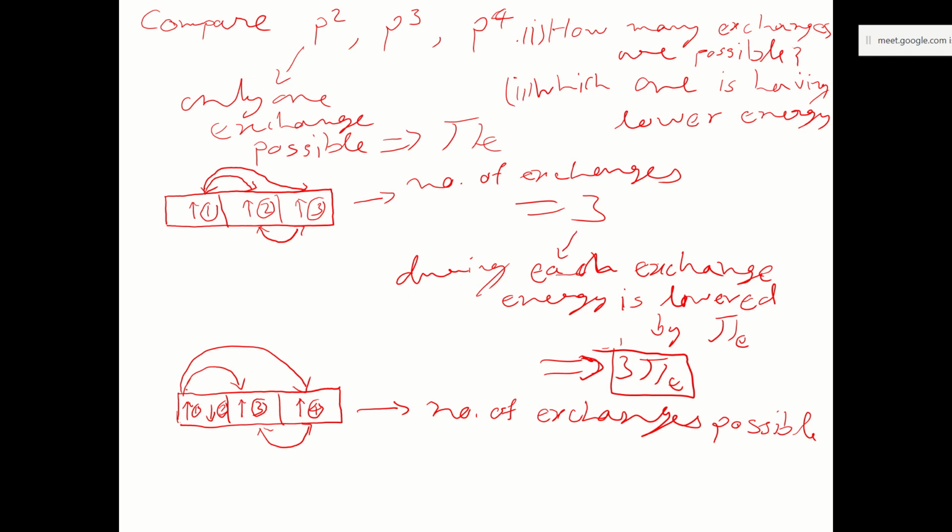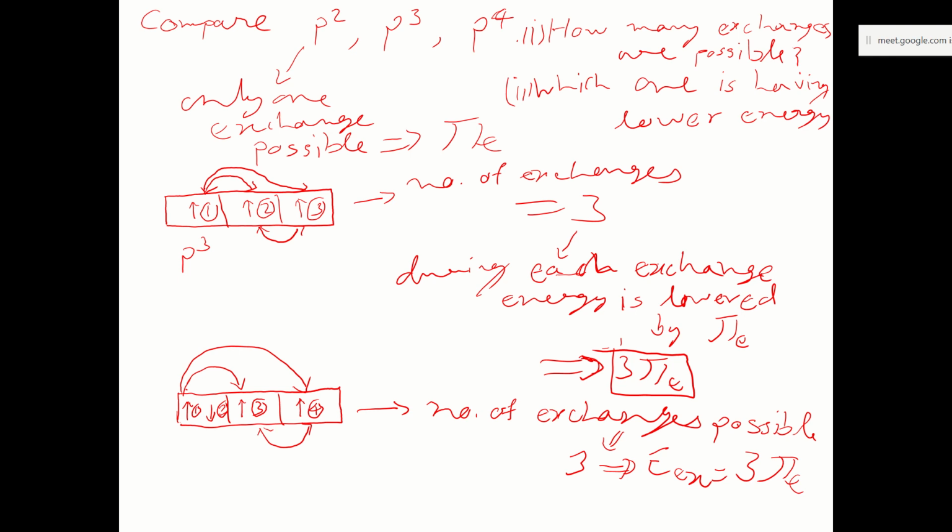Only the electrons with the same spin can undergo such interaction, exchange interactions, right? So again the number of exchanges possible here is 3, and so the exchange energy is 3 pi e. So P2, P3, P4.